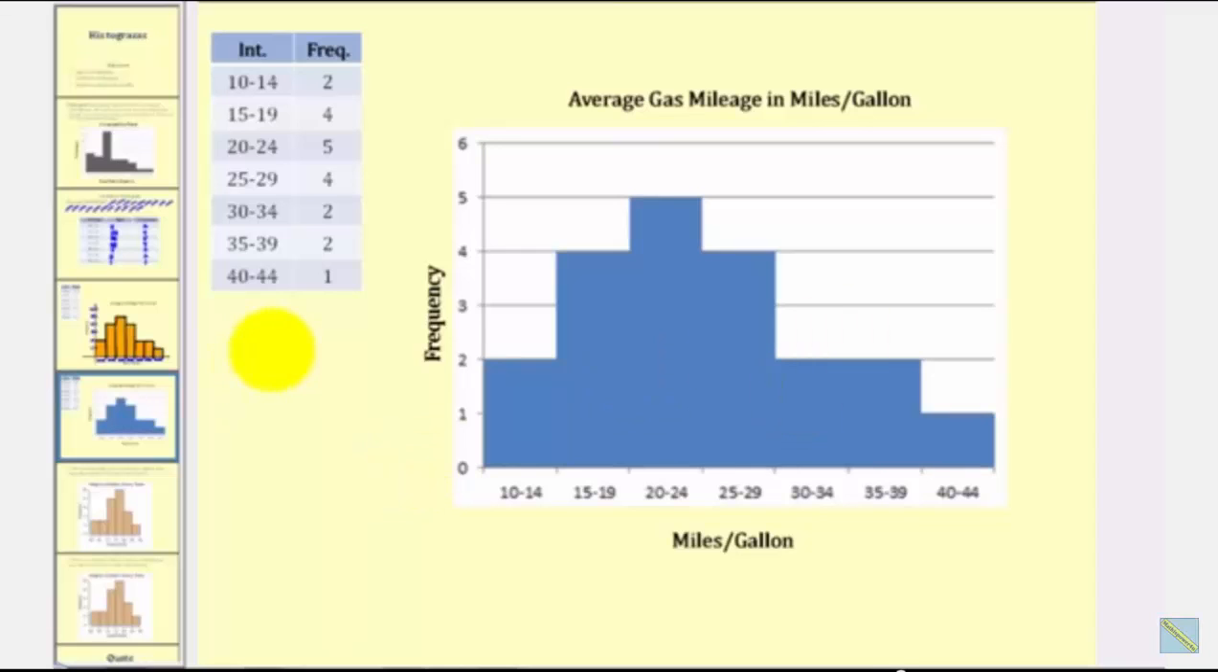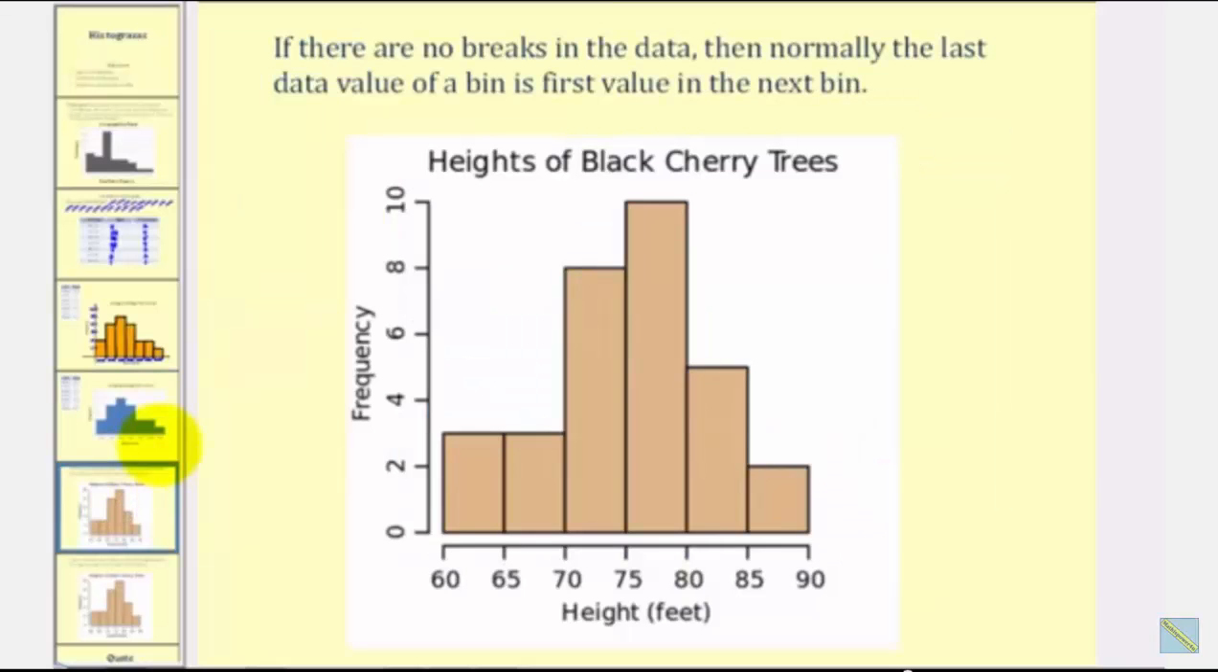There is one more thing I'd like to mention before we go. If there are no breaks in the data, then normally the last data value of a bin is the first value in the next bin. For example, looking at the given histogram on heights of black cherry trees, notice how the horizontal axis is labeled by 5s. So this first interval or first bin looks like it goes from 60 to 65, and the second bin or second interval goes from 65 to 70.